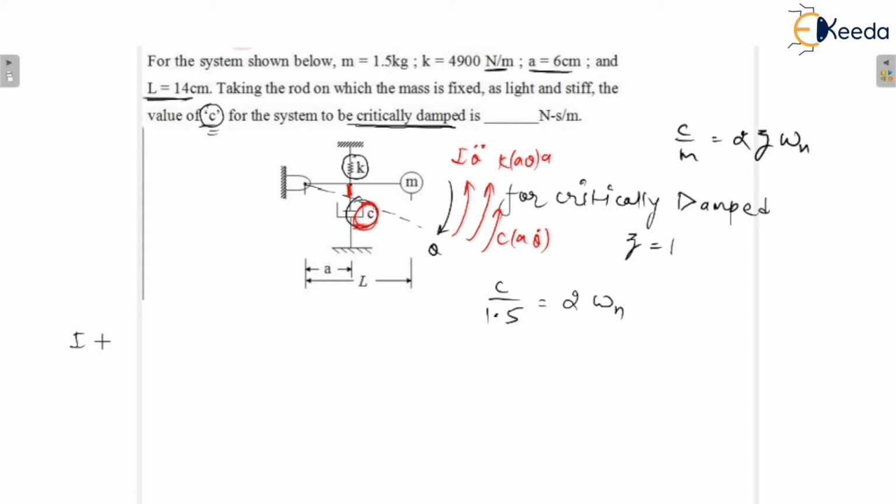So just write down the torque equation that we get here. I theta double dot, directions you also have to consider. So I theta double dot plus C A square theta dot plus K A square theta is equal to 0. Now the equation here we get, we just have to rearrange. So this would be theta double dot plus C A square upon I theta dot plus K A square upon I theta is equal to 0.